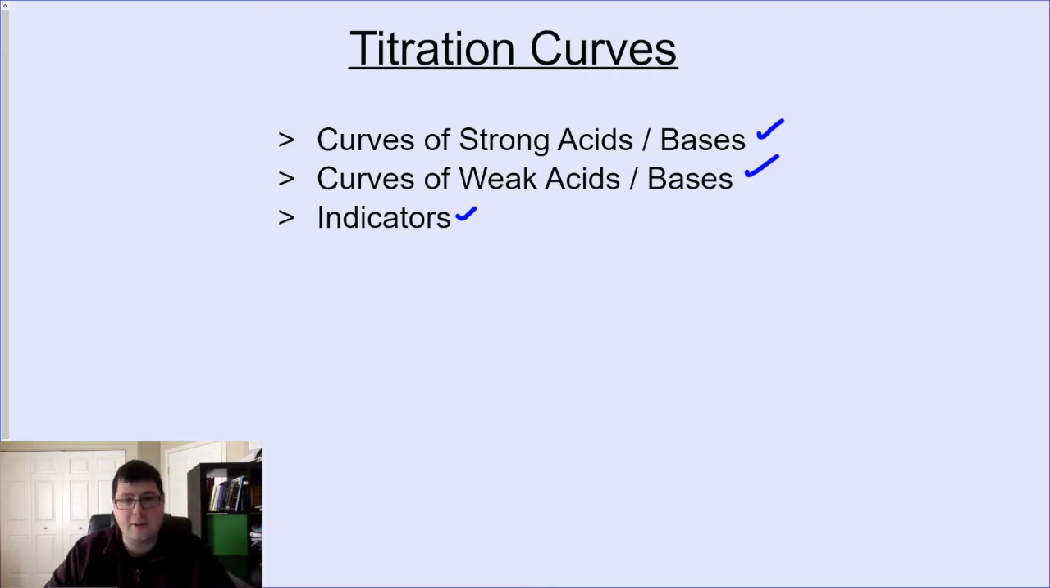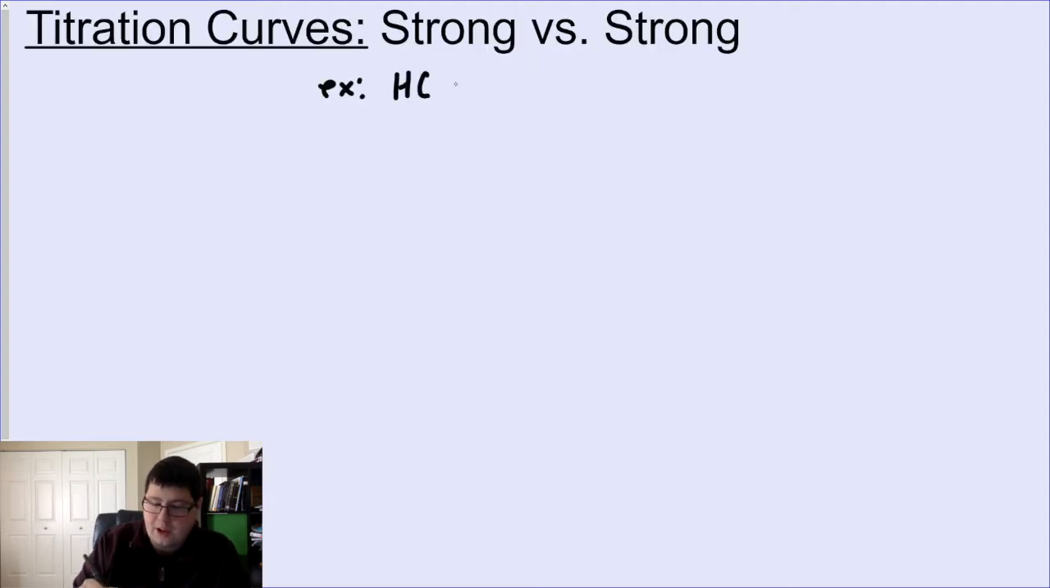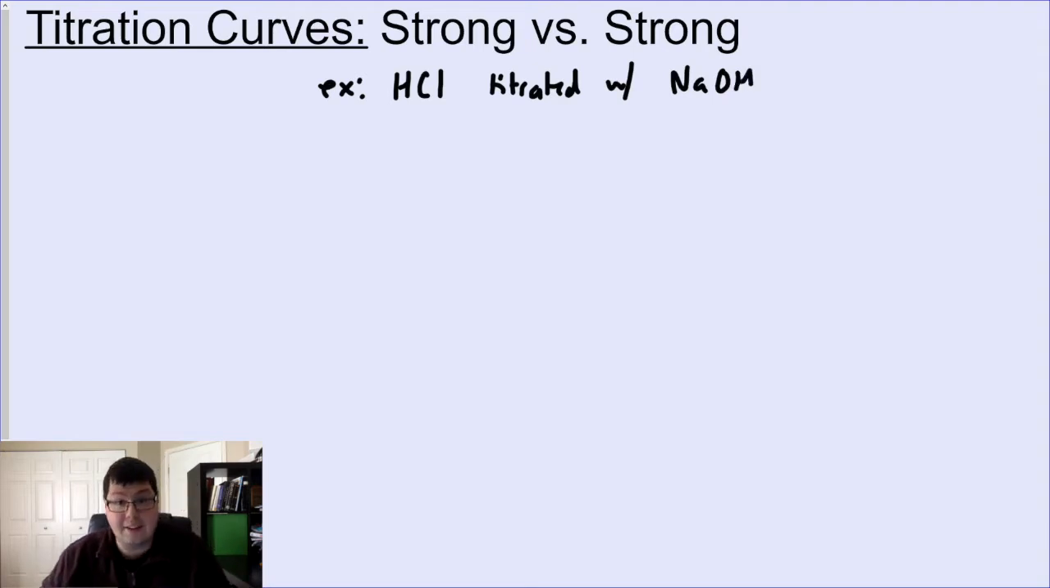Let's first take a look at the titration of a strong acid with a strong base. So the example we're going to use here is, let's say we have a solution of HCl, and that is titrated with a solution of NaOH. So I have a strong acid initially that's titrated with a strong base.